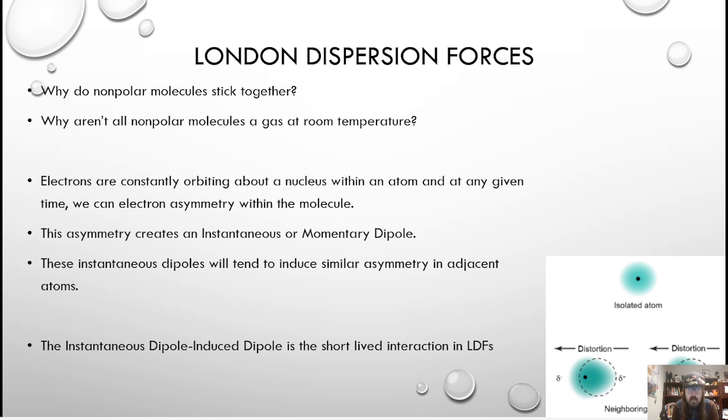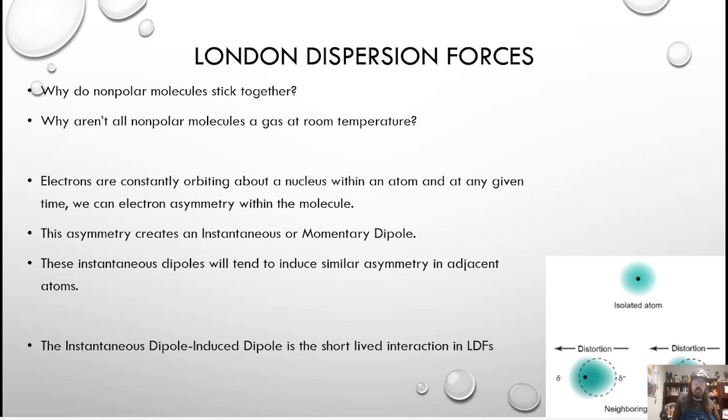Electrons are constantly orbiting the nucleus within an atom. At any given instant, we can have essentially electron asymmetry within the molecule. If you average out the whole molecule, all the electrons equal out in the long run. But at any given instant, you could have more electrons on one side versus another. When you have that, you create an asymmetry.